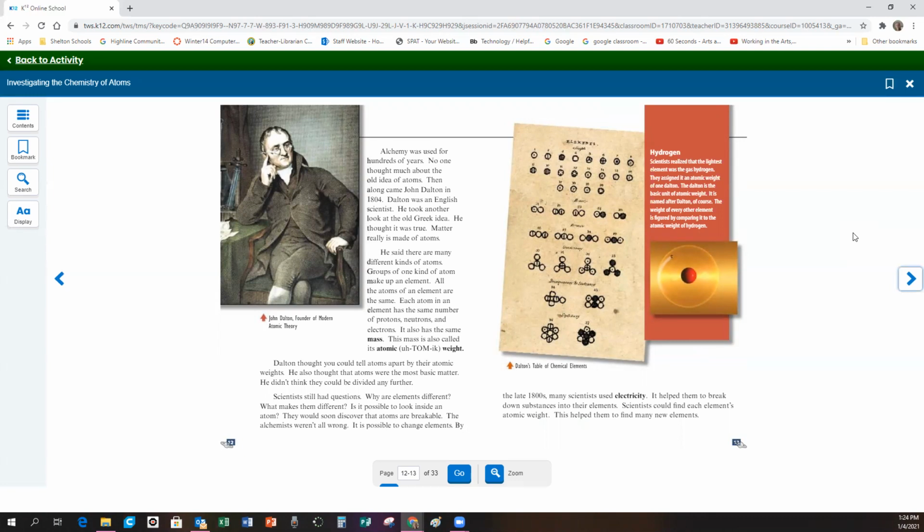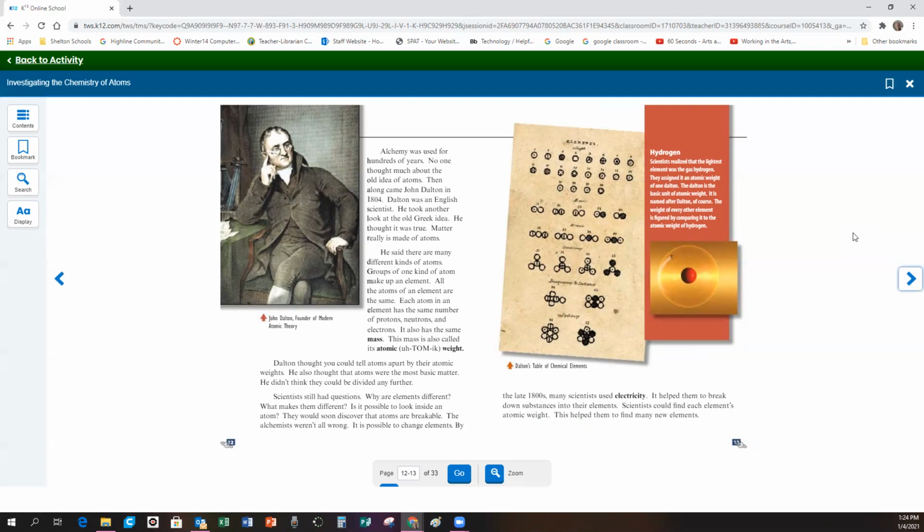Each atom in an element has the same number of protons, neutrons, and electrons. It also has the same mass. This mass is also called its atomic weight. Dalton thought you could tell atoms apart by their atomic weights. He also thought that atoms were the most basic matter. He didn't think they could be divided any further.